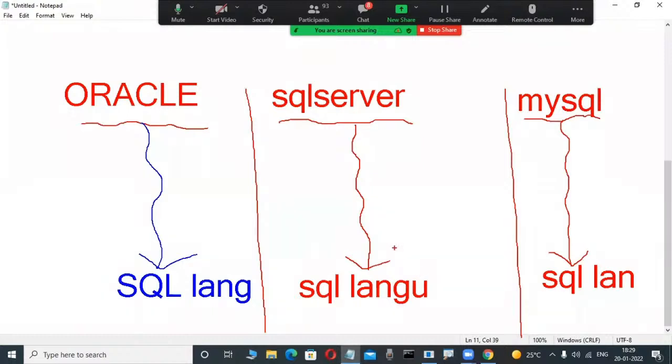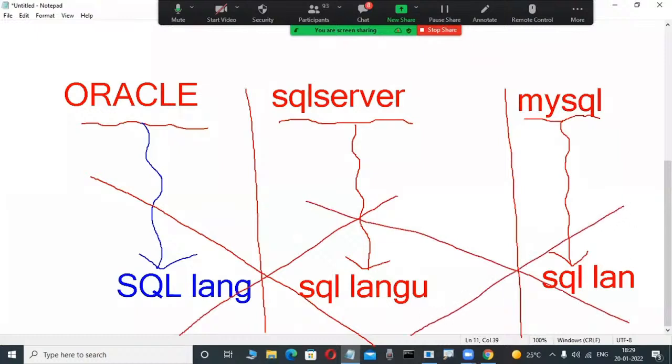Maybe some technical persons are there in our class, they're telling only. Are these all SQL languages the same or different? Very good. In our class, so many fellows are telling the same only. That is 100% wrong. These all SQL languages are different, not the same.